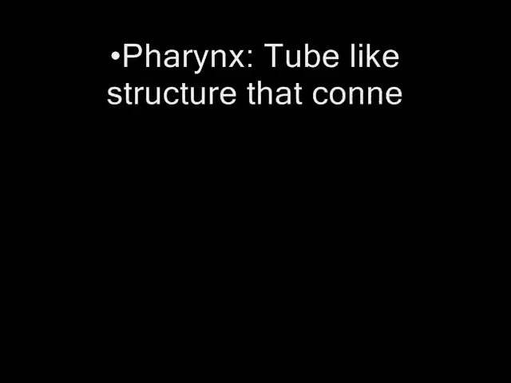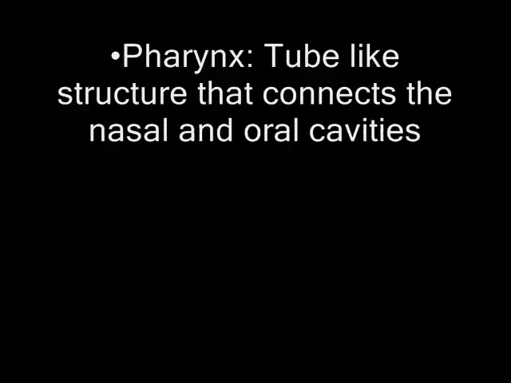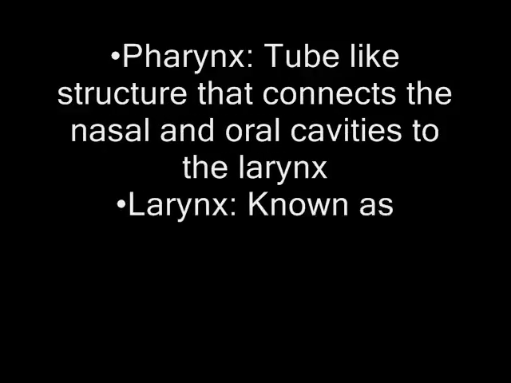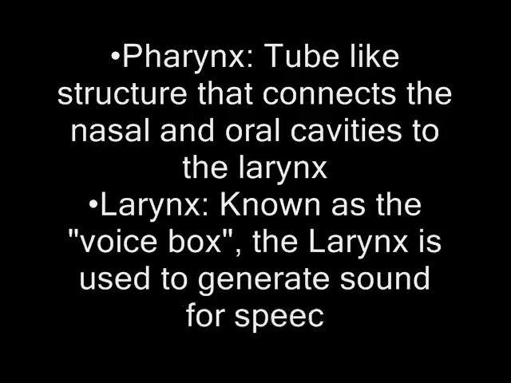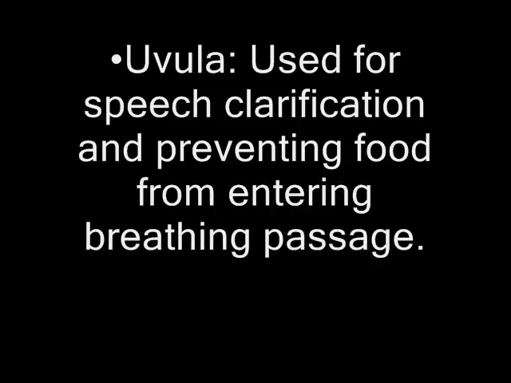Now, like the epiglottis, the pharynx and larynx are also parts of the digestive system and the respiratory system. The pharynx is a tube that connects the nasal and oral cavities to the larynx, and the larynx, also known as the voice box, as I've said before, is used to generate sound for speech. The uvula is used for speech clarification and preventing food from entering the breathing passage.